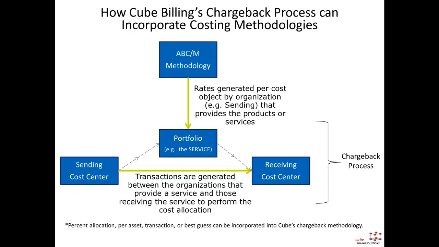The rates can be different for each and every sending cost center, delivery location, or organization that provides a product and service. So for example, you may have organizations that reside all over the world, and each location may have different labor rates, or you may find one organization is more or less productive than a different organization and thus drives different rates.